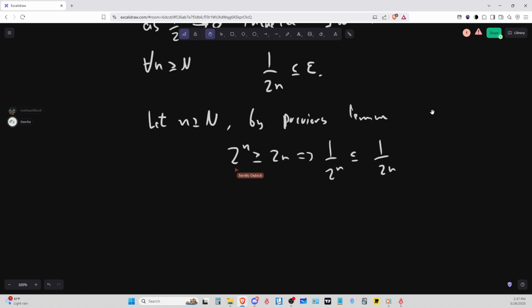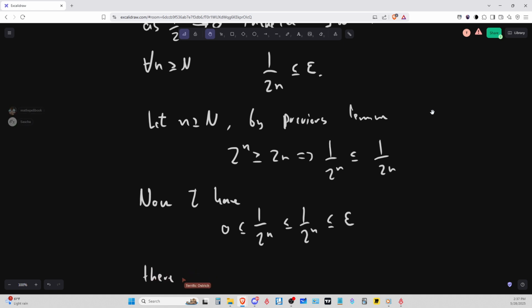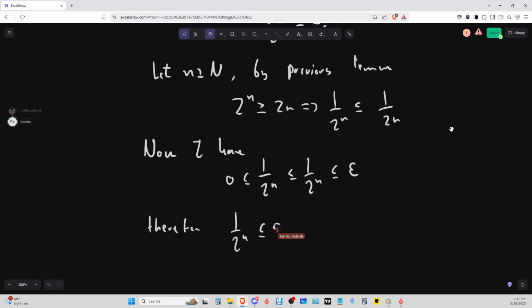And now I'm very happy because this guy is also bounded by 0. Maybe we'll just write that. This guy is bounded by 1 over 2n, but this guy is smaller or equal to epsilon. Therefore, 1 over 2n is less than epsilon, which shows that 1 over 2n is going to 0. Okay.